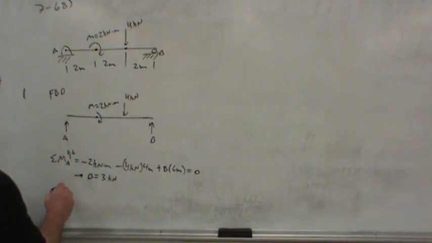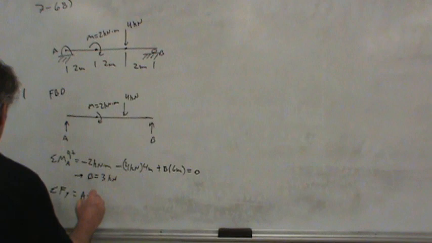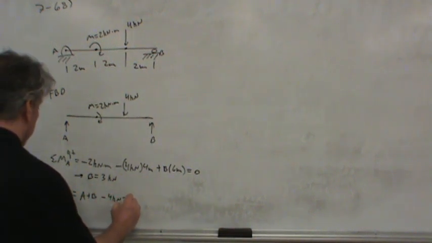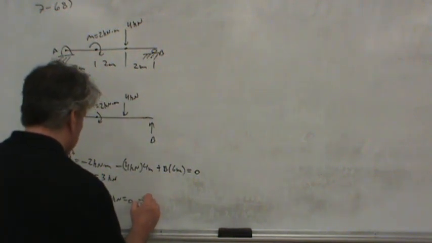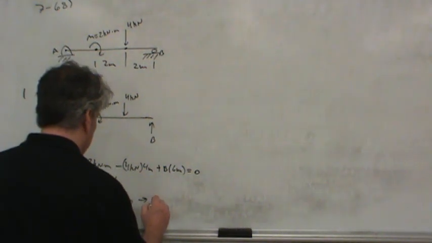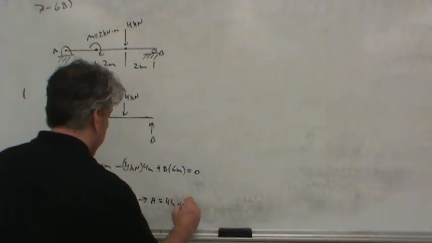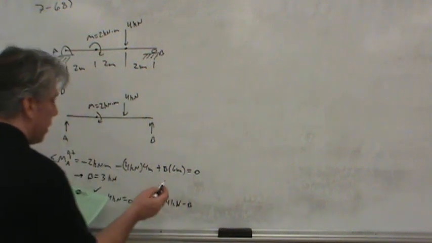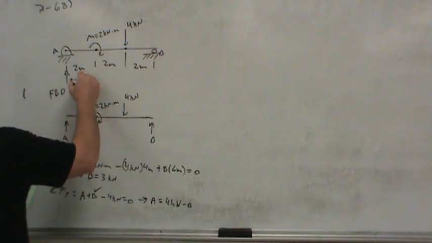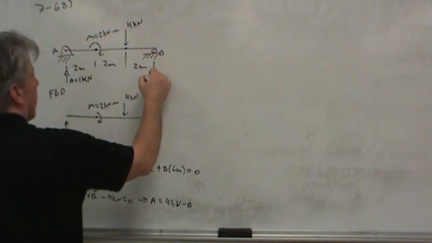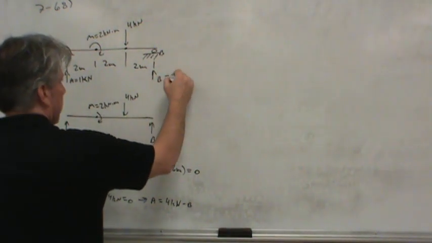If we sum forces in the y direction, then we'd have A plus B minus 4 kilonewtons equals 0. Notice the moment does not appear, and it may seem odd that it doesn't, but in a way, it's hidden in the reaction at B. So rearranging this, since we know B, to solve for A, well, A is 4 kilonewtons minus whatever B takes up. Well, B takes up 3 kilonewtons, so apparently the reaction at A is 1 kilonewton. And of course, the reaction at B, as we've already discovered, is 3 kilonewtons.